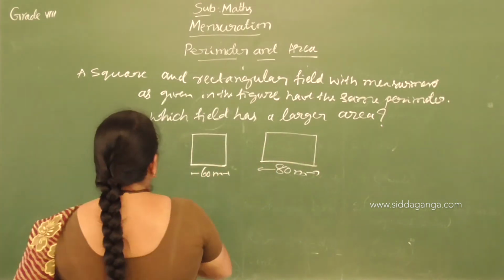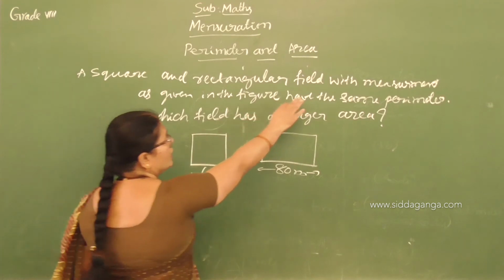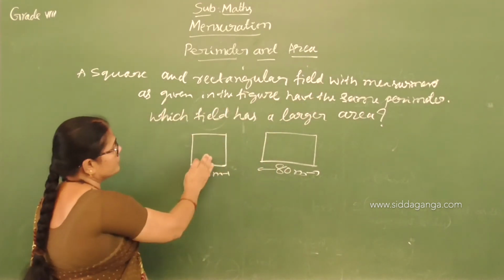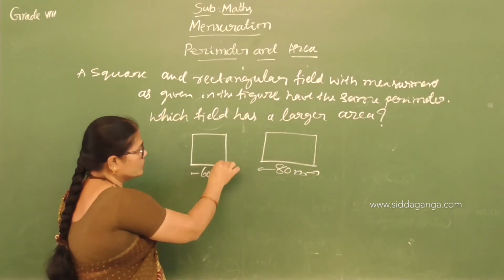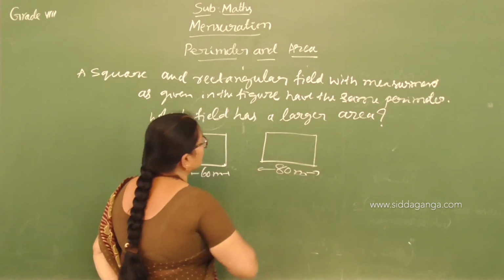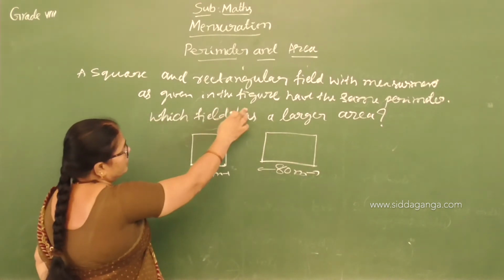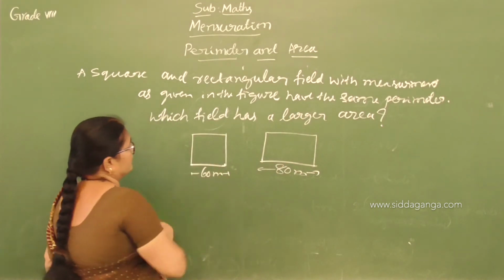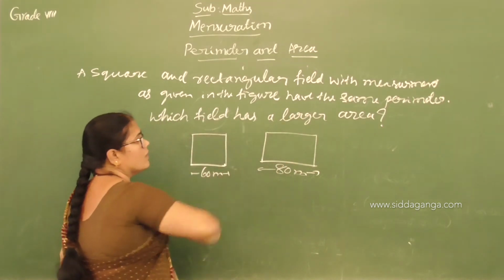Here is a square and a rectangular field with the measurements as given in the figure. Here the side of the square is given. Here one side of the rectangle is given. The fields in the figure have the same perimeter. Which field has a larger area?